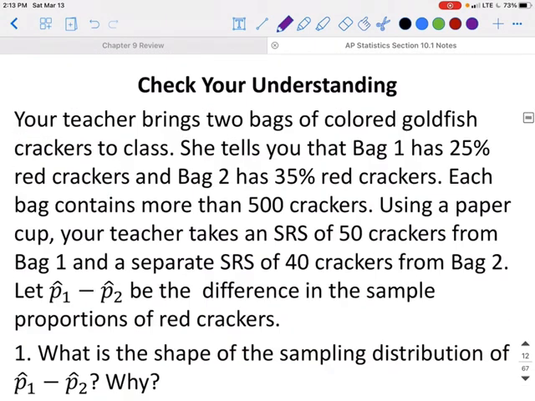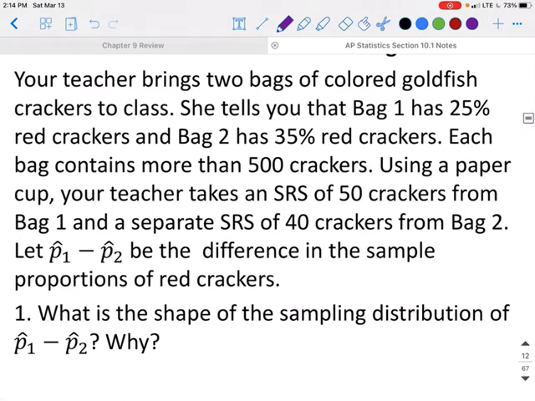So let's check our understanding. Your teacher brings 2 bags of colored goldfish crackers to class. She tells you that bag 1 has 25% red crackers and bag 2 has 35% red crackers. Each bag contains more than 500 crackers. Using a paper cup, your teacher takes a simple random sample of 50 crackers from bag 1 and a separate simple random sample of 40 crackers from bag 2. Let p hat 1 minus p hat 2 be the difference in the sample proportion of red crackers. What is the shape of the sampling distribution of p hat 1 minus p hat 2, and why?